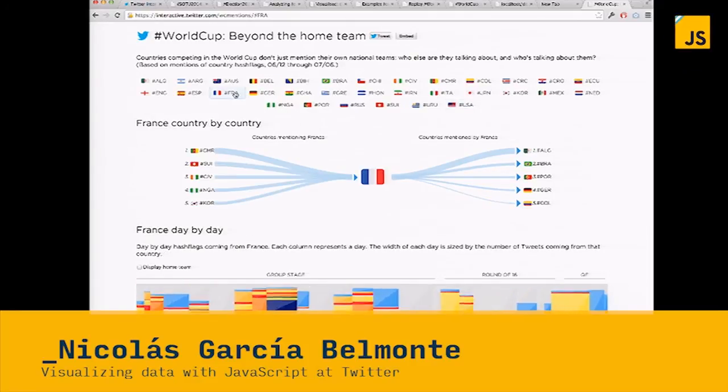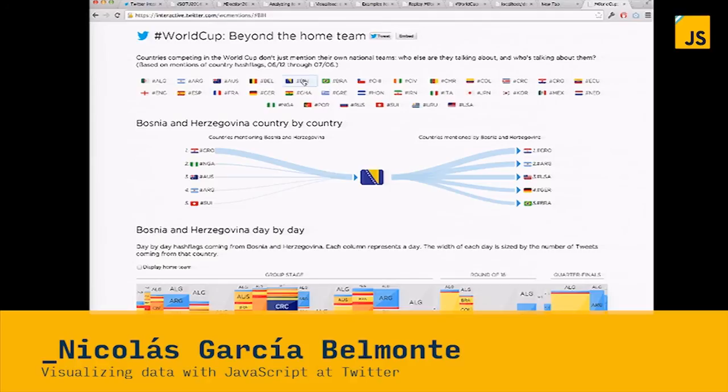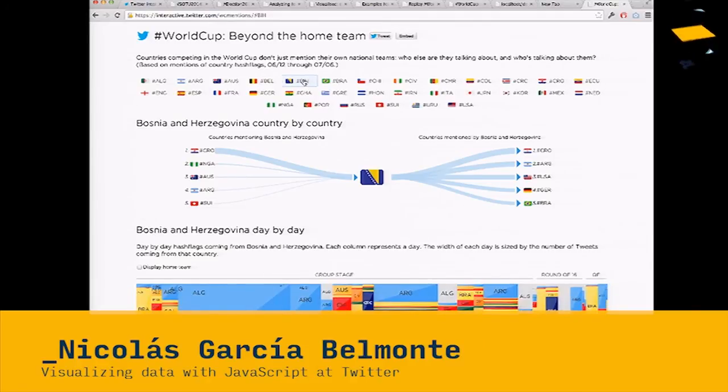You see a lot of French-speaking countries like Côte d'Ivoire, Ivory Coast, and Switzerland, and Nigeria, maybe, that talk about France. And then France's most mentioned country is Algeria, which also tells you a lot about immigration within France. And also you can see proximity. For example, Croatia and Bosnia and Herzegovina are really close to each other, right? The country most mentioning Bosnia and Herzegovina is Croatia, and Croatia is the country most mentioned by Bosnia and Herzegovina.